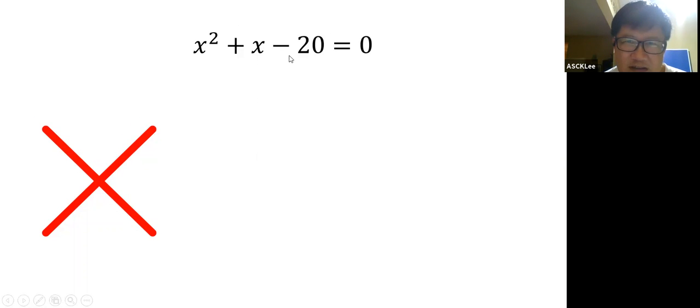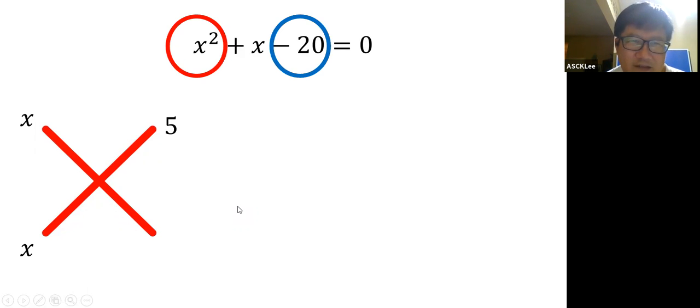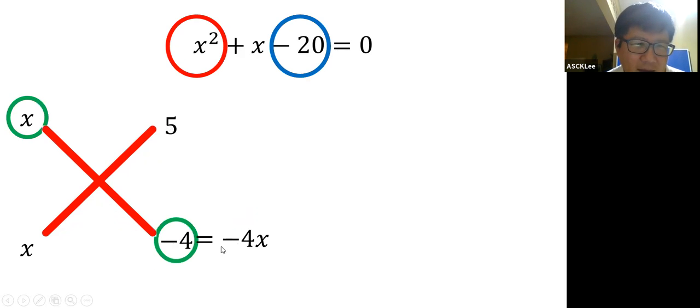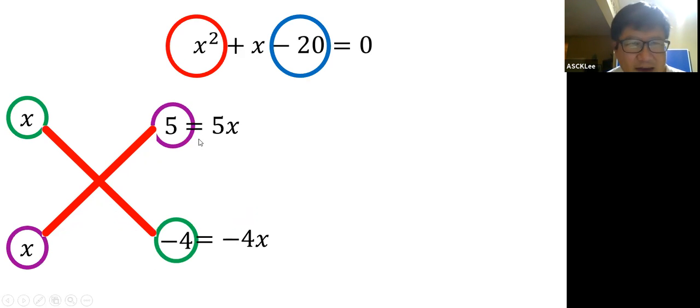This is again tricky because there's a minus 20 here. So x squared is x times x, and minus 20 is 5 times minus 4. 5 times minus 4 is minus 20. One of the numbers has to be a minus, so I'm choosing 4 to be the number with a minus. So x times minus 4 is minus 4x, and x times 5 is 5x.